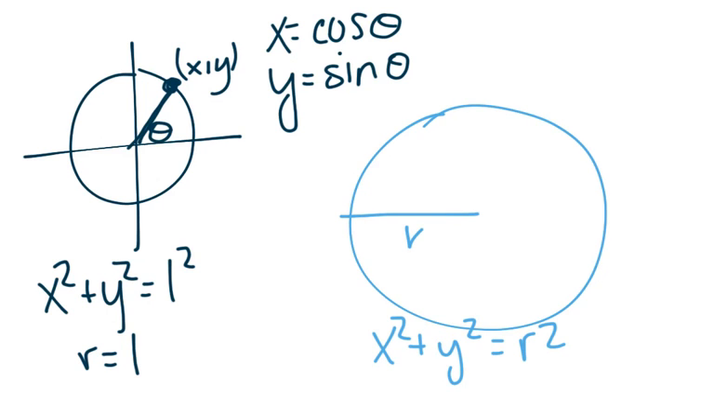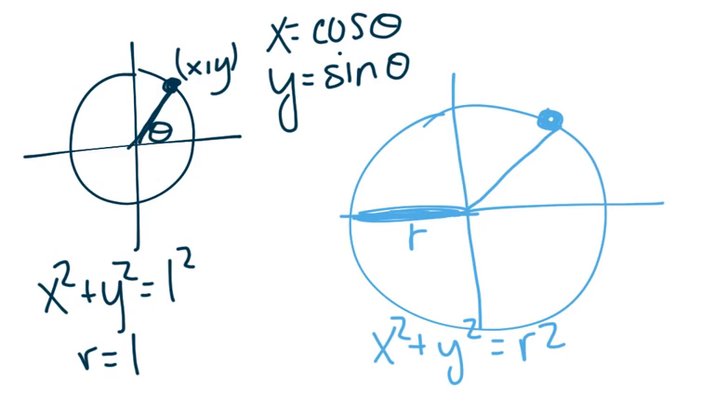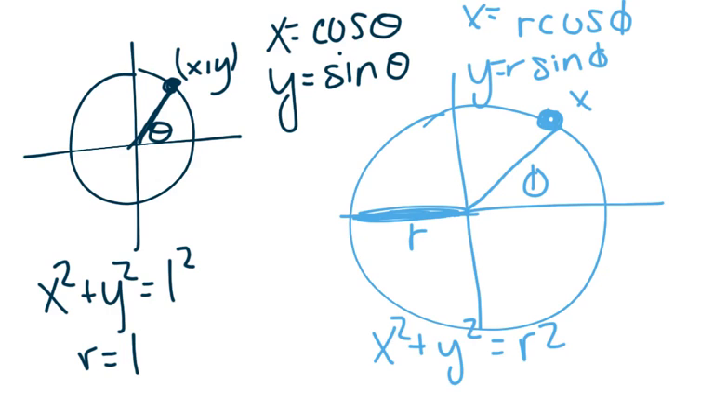Now, for the generic circle with a radius of r, and centered at the origin, for a point here, determined by an angle phi, x equals r cosine of phi, and y equals r sine of phi.